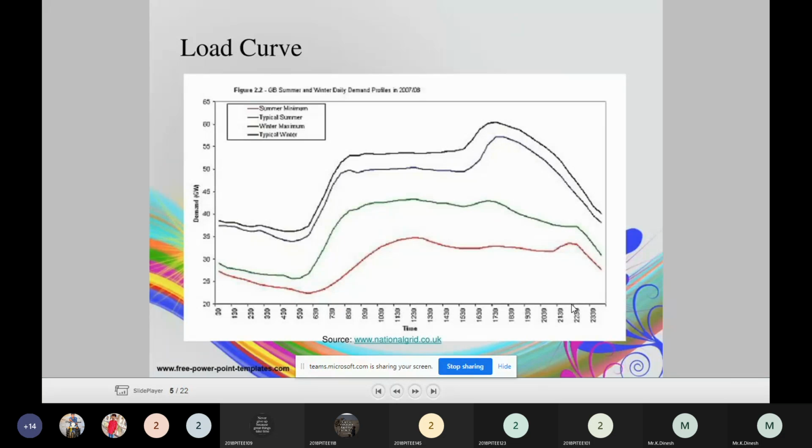In our winter seasons, we are utilizing very little energy, but in summer, we are using more energy.